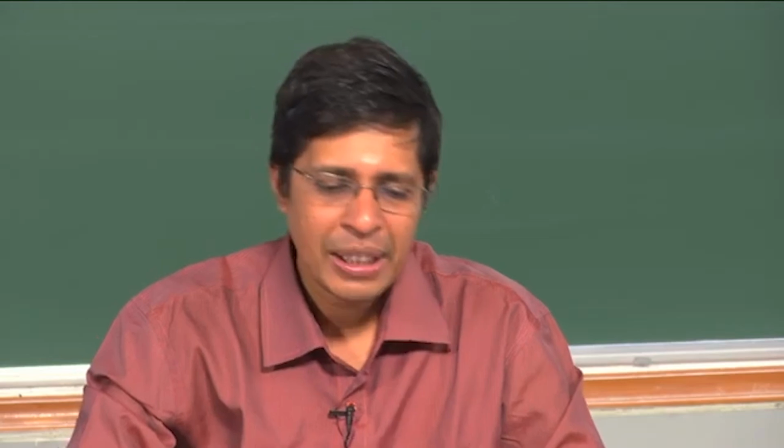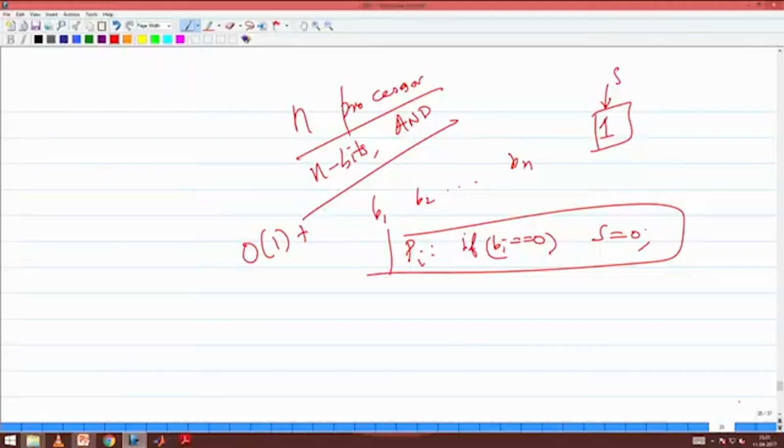At the end of this step, please note that there could be several processors willing to write to S, but all of them will write the same value, so it does not matter whichever way we execute it. So how much time will it take to find the AND of n bits? Order 1 time. But in which model? CRCW model.